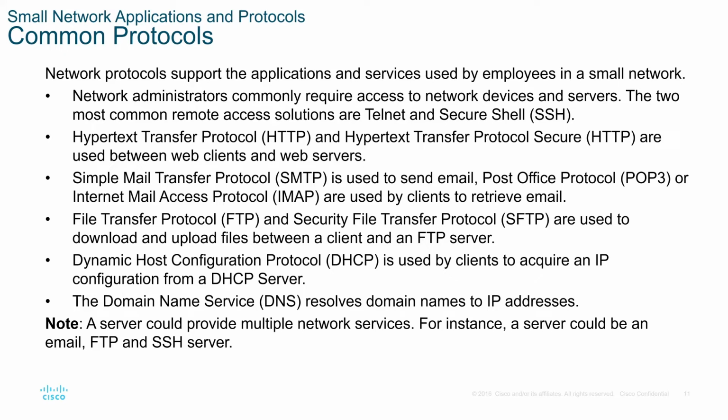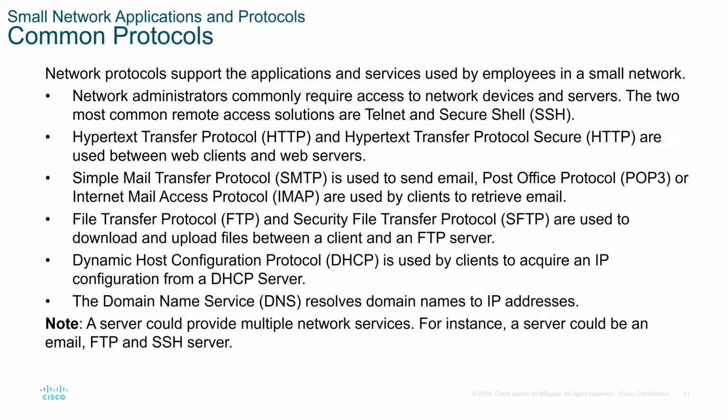SMTP, or Simple Mail Transfer Protocol, is used to send email. Post Office Protocol, or POP3, or Internet Mail Access Protocol, IMAP, are used by clients to retrieve email. You will find that because of the amount of email that is used, many companies subcontract the email server to a third party. File Transfer Protocol and Secure File Transfer Protocol, FTP or SFTP, are used to download and upload files between a client and an FTP server.